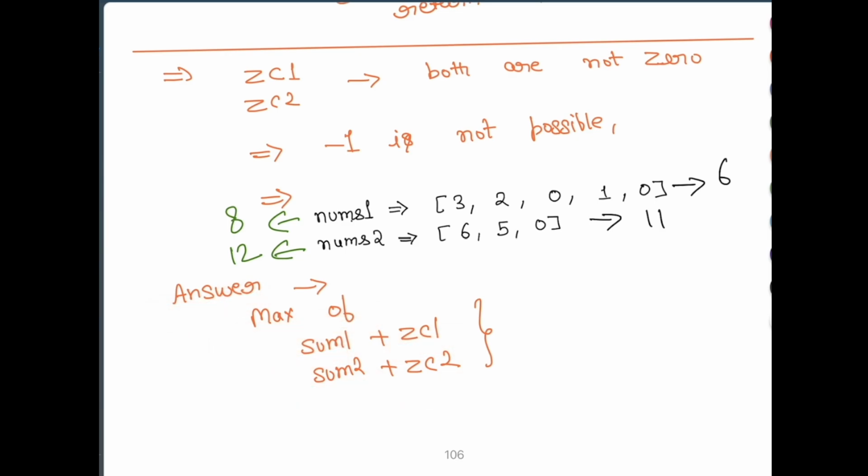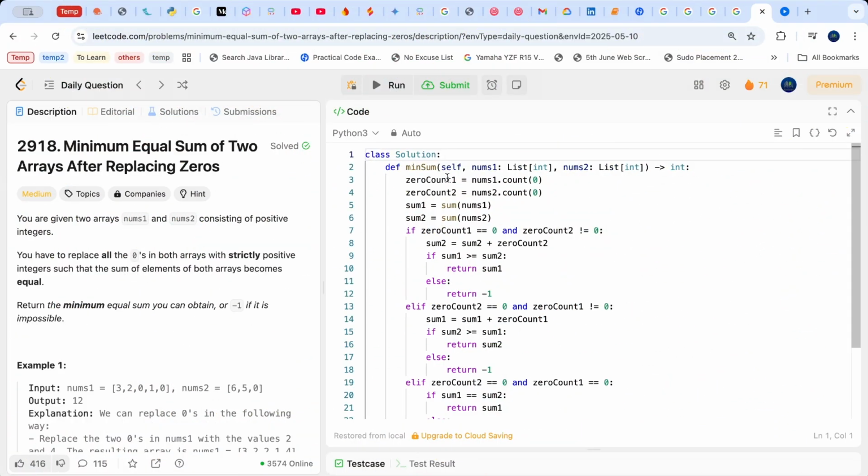Let me take you back to the code editor and let me show you how you can code this in Python. We first need to calculate what is the 0 count 1 and 0 count 2. It's simple: nums1.count(0), nums2.count(0). Now the sum 1 and sum 2 is what we need to calculate, and we just need to apply the formula: if the 0 count 1 is 0 and 0 count 2 is not 0, it means that we can update the sum of the second array.